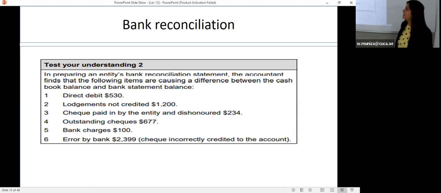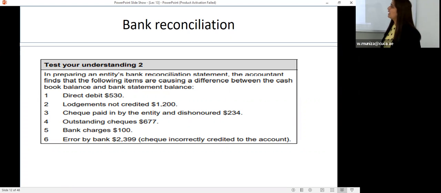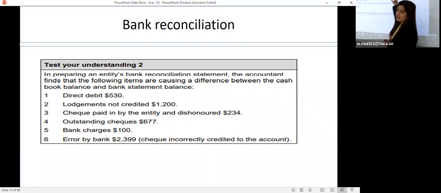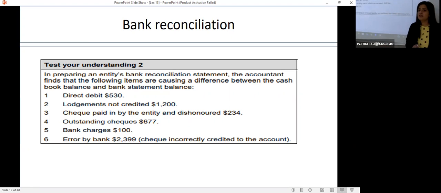They say, in preparing an entity's bank reconciliation statement, the accountant finds the following items are causing a difference between the cash book balance and the bank statement balance. Direct debit. Where are we going to adjust direct debit, students? Credit side of the cash book. Excellent. So this is going to be recorded and adjusted in our cash book. Then lodgements not credited, uncredited checks. Where do we adjust them?